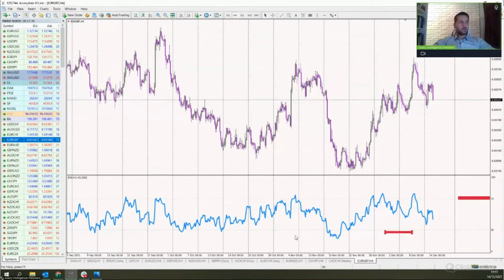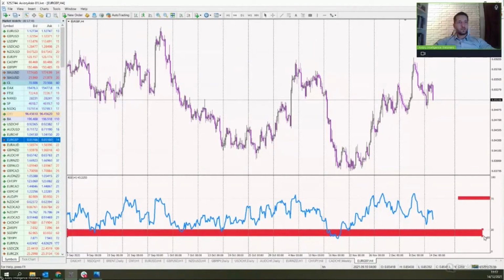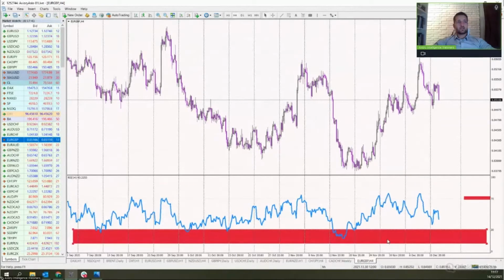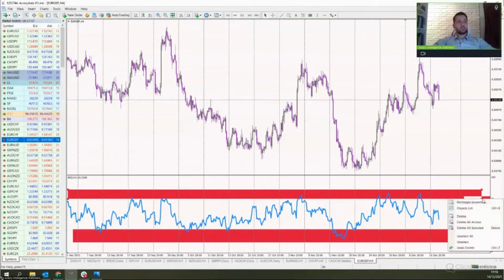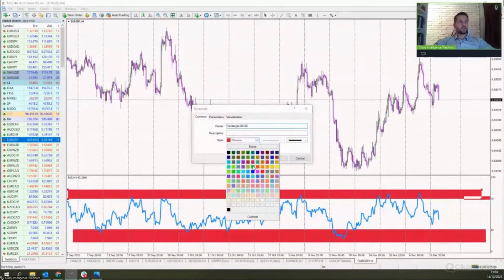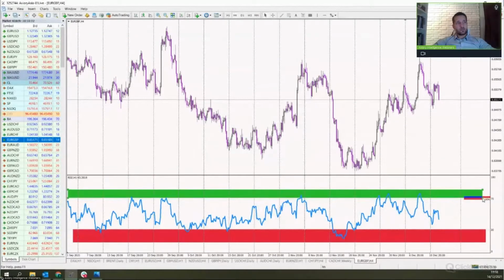And now, the area below 30 means that the market is oversold. So when the market is oversold, when it goes back above 30, that's a buy signal. On the other hand, price above 70 means that the market is overbought. So price going above 70 and going down means that there is a proper sell signal.